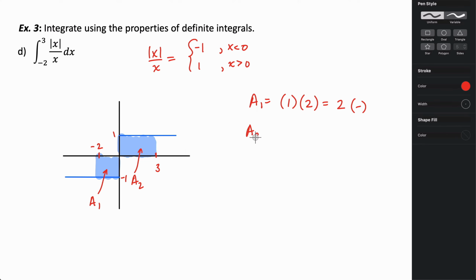And then a sub 2, its measure is going to be, its height is 1, and its base is 3 units. And so it's going to be 3. So a sub 2 plus a sub 1 is going to be -2 plus 3, which is going to be 1 unit. So this whole thing just has a net area of 1.